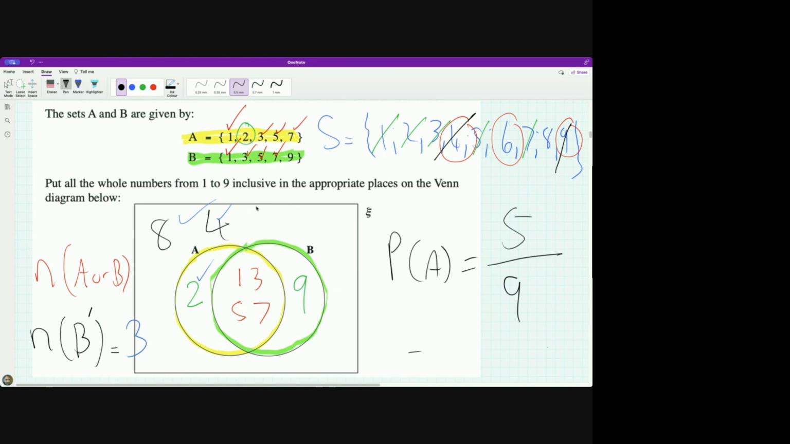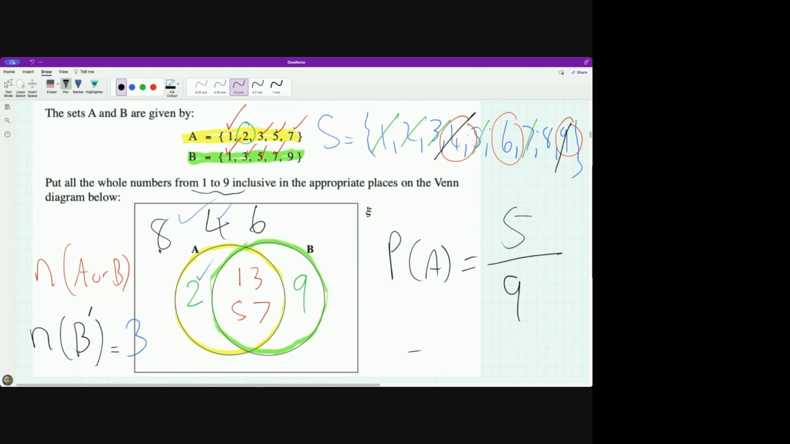I've just realized that there should have been a 6 up here. Because the numbers go from 1 to 9, but that's fine. You understand the basic idea. There should have been a 6 because we've got all the numbers from 1 to 9 that have to be included, and that's why the 6 went missing there. So 5 out of 9. Okay.